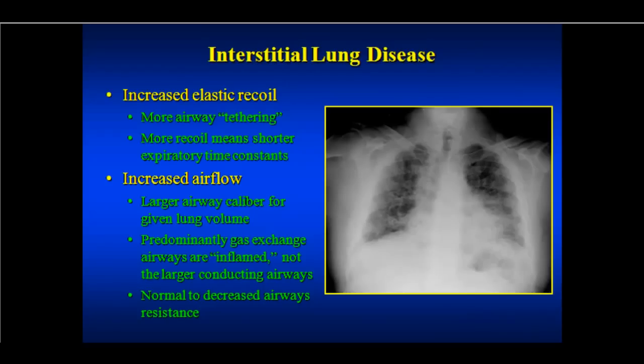Okay, let's take the opposite. We've looked at obstructive patterns. Let's take a look at a restrictive pattern. In this case, I pick my favorite class of diseases, the interstitial lung diseases. And here, you can think of it as the opposite. You've got increased elastic recoil with more tethering of the airways.